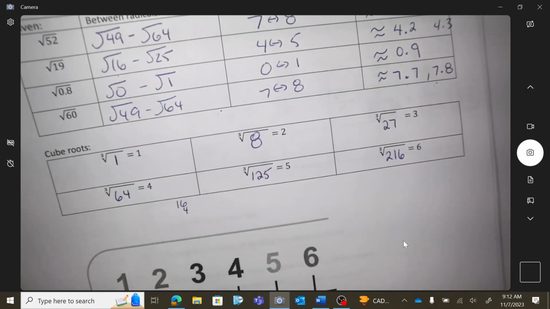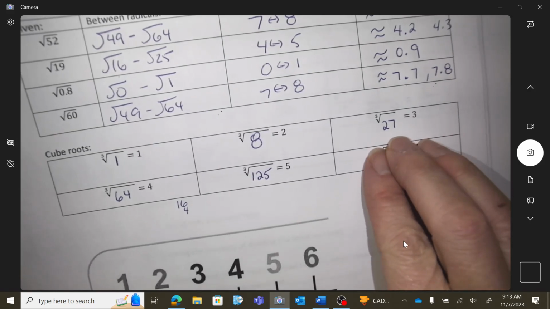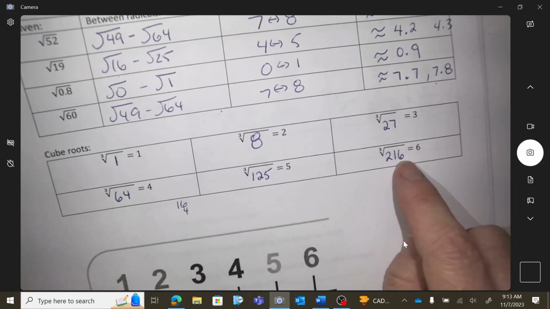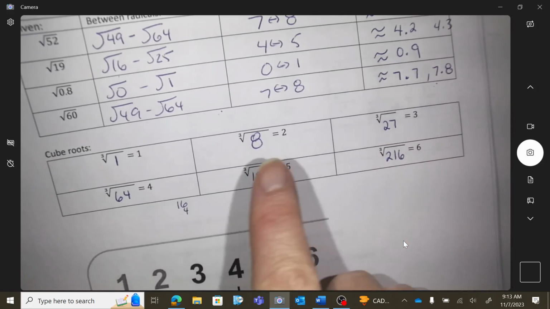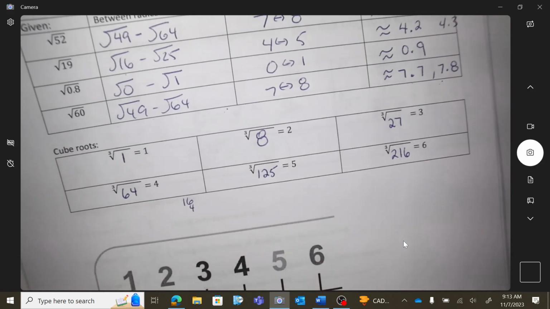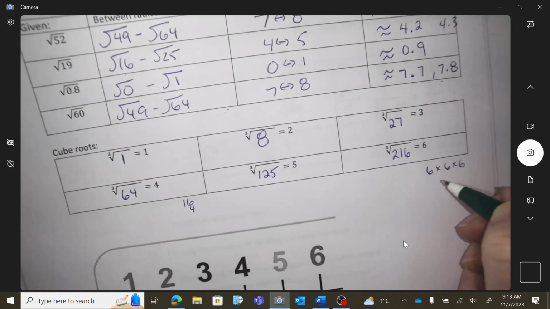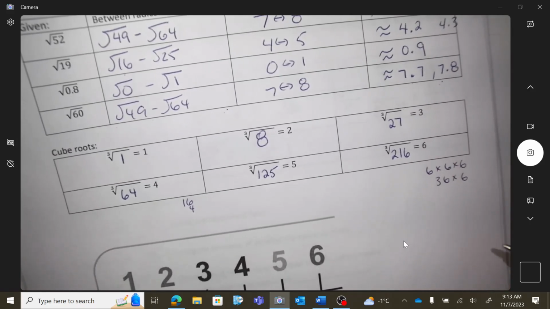I don't know if I would expect you to know that one. I would say for sure the first 5 you better have memorized. I don't think I'd probably put this one on a test. That might be too big. Okay, 6 times 6 times 6, so 36 times 6.